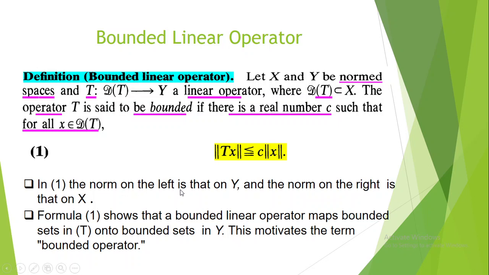The norm on the left side is the norm on Y, and the norm on the right side is the norm on X. From formula 1, it shows that a bounded linear operator maps a bounded set in X into a bounded set in Y. This motivates the term bounded operator. Boundedness is important, as we will discuss in our main topic, the closed graph theorem.